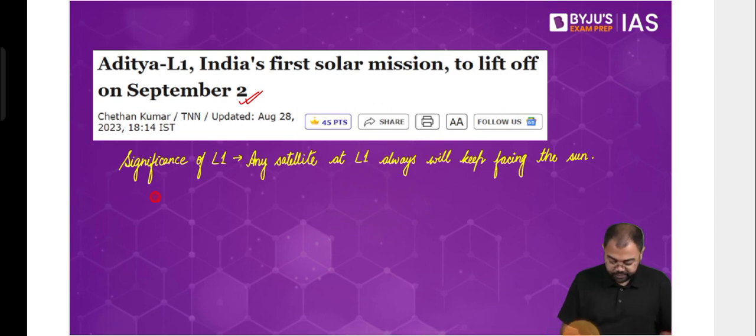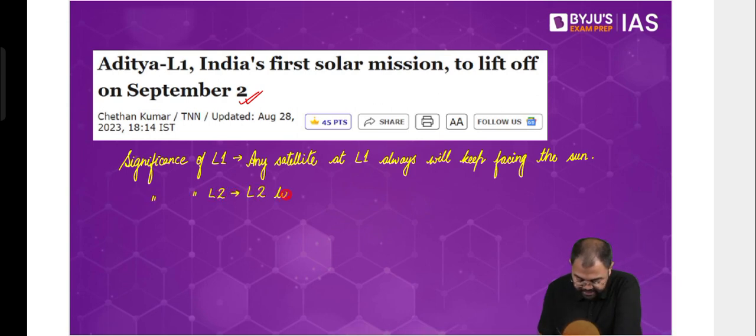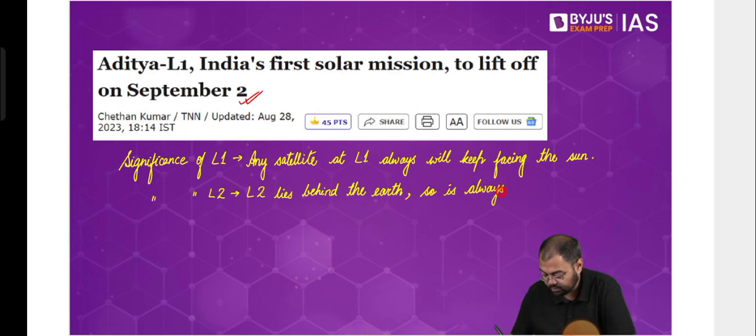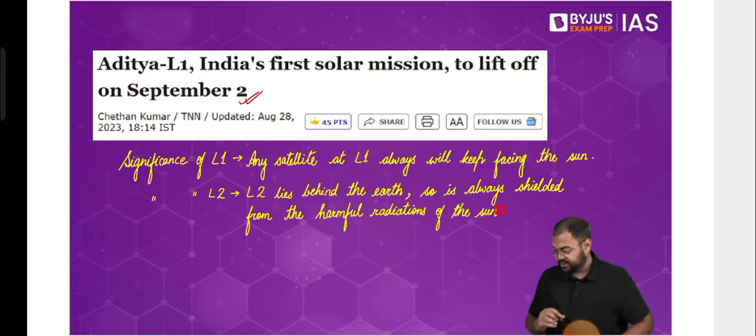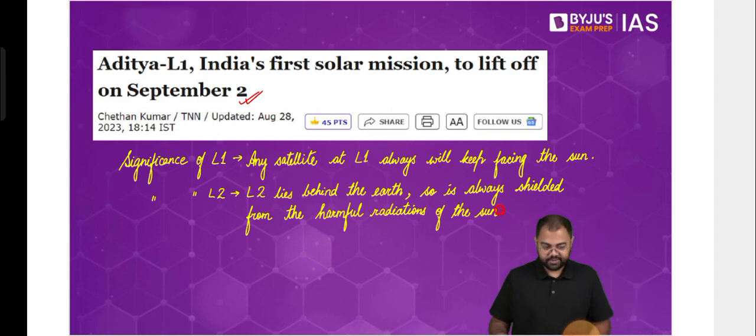So if I have to note down the significance of L2, the significance of L2 is that L2 lies behind the Earth, so it is always shielded from the harmful radiations of the sun. All right. So that's why L2 becomes significant.